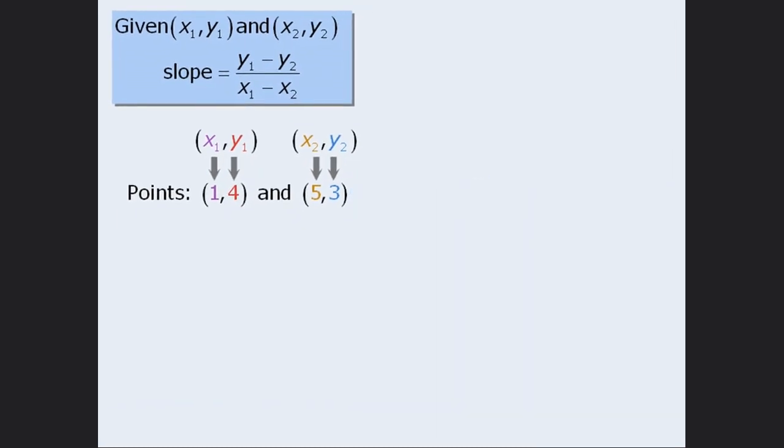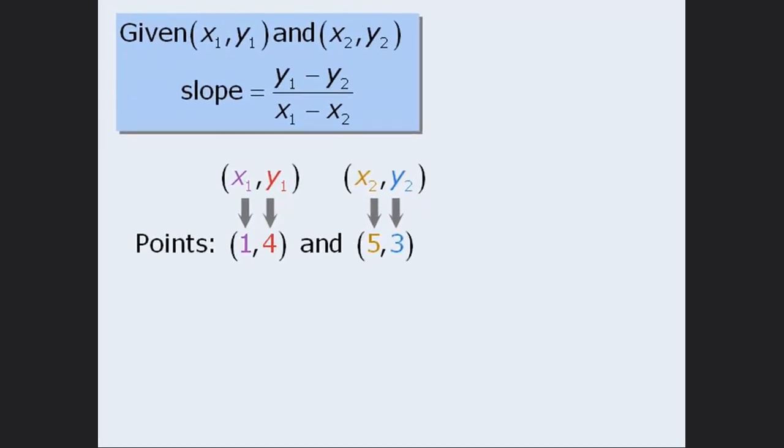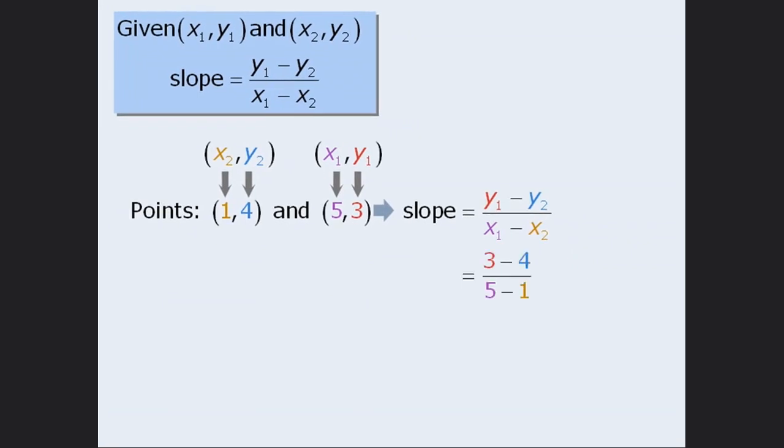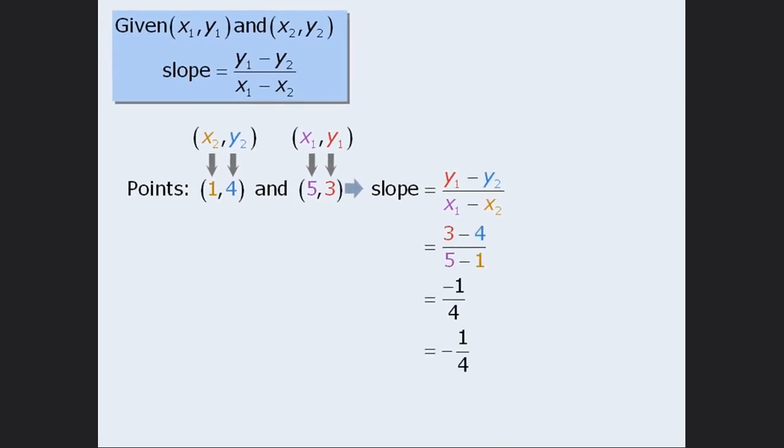Now it's important to note that it doesn't make any difference which point you select as the first point and the second point. For example, we can let the point (1, 4) be assigned to x-coordinate 2 and y-coordinate 2, and then we can let the point (5, 3) be assigned to x-coordinate 1 and y-coordinate 1. When we do this, the slope between the 2 points works out to be negative 1 over 4, which is still the same as negative 1/4.